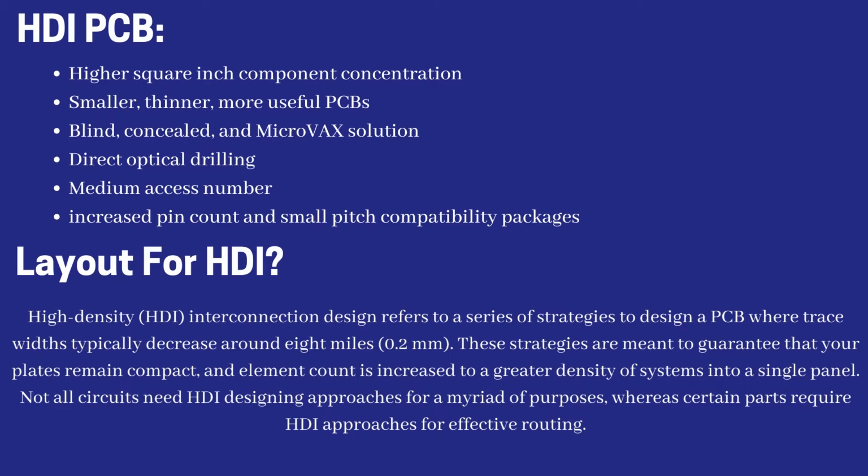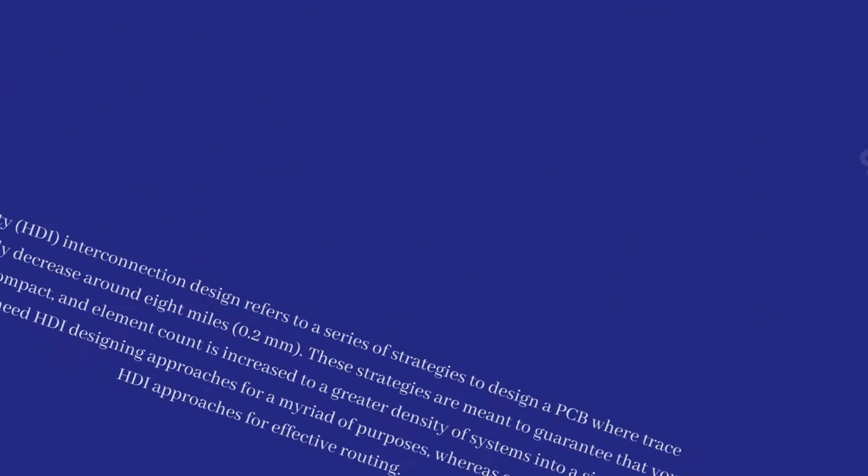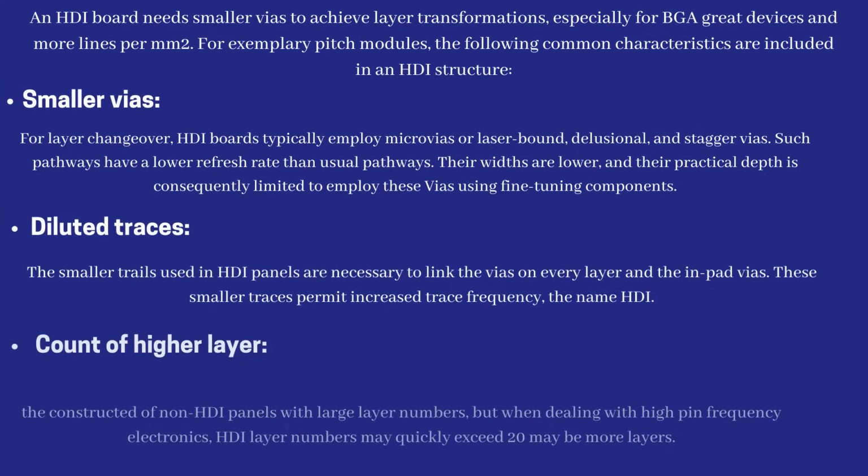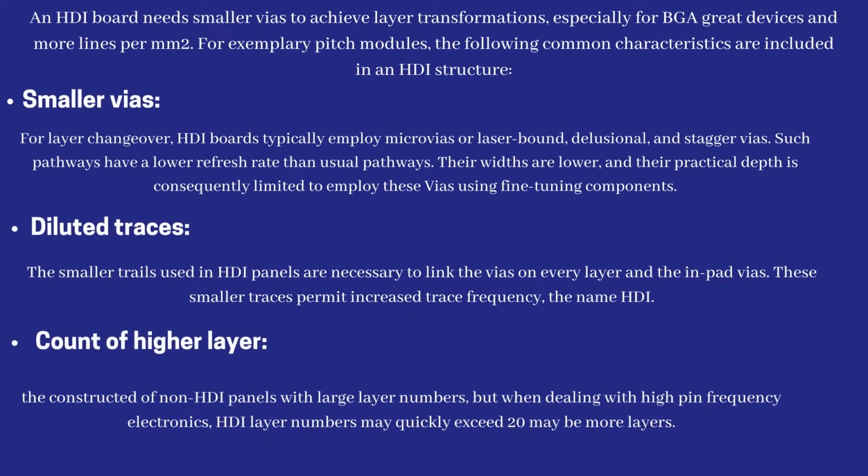Layout for HDI. High density interconnection design refers to a series of strategies to design a PCB where trace widths typically decrease to around 8 mils, 0.2 millimeters. These strategies are meant to guarantee that your boards remain compact, and component count is increased to a greater density of systems into a single panel. Not all circuits need HDI designing approaches for a myriad of purposes, whereas certain parts require HDI approaches for effective routing. An HDI board needs smaller vias to achieve layer transitions, especially for BGA-grade devices, and more lines per mm2.